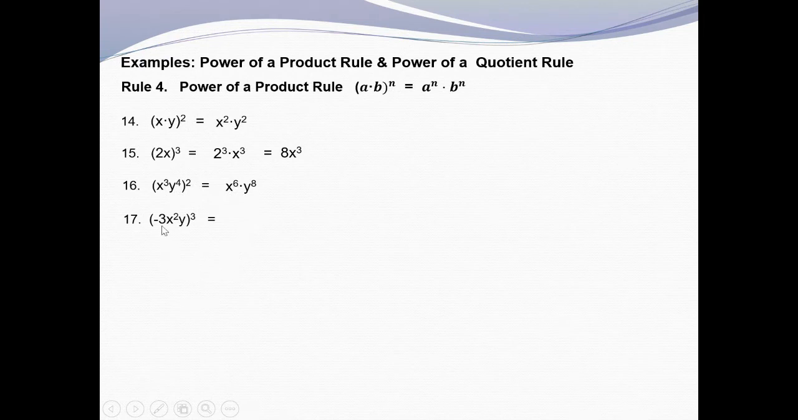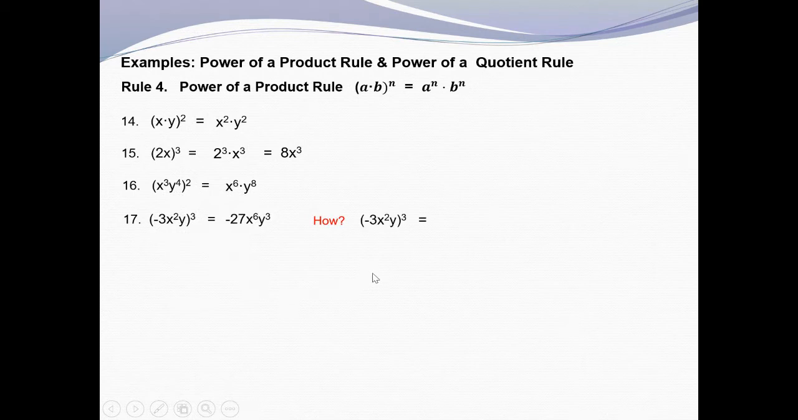Again, remember this, guys. We have a negative coefficient here, and the exponent is odd, so the answer is going to be negative. So negative 3 to the third power will give us negative 27. And x squared to the third power will give us x to the sixth power. And y raised to the third power will just give us y to the third power. But this is how we do it.